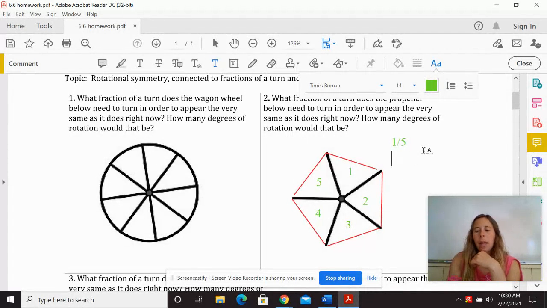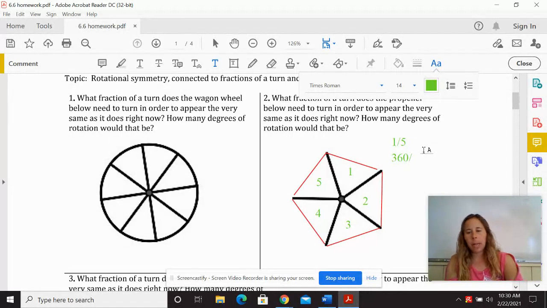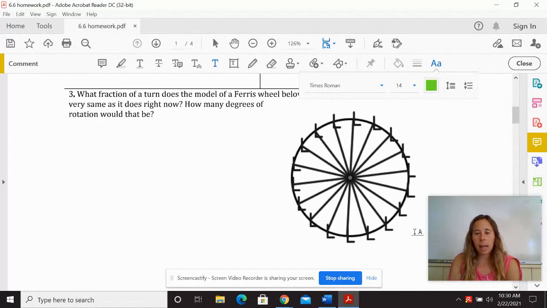Okay. Then your angle of rotation, using our formula today, we can do 360 degrees divided by the number of sides, which is 5. Okay, 360 divided by 5 is 72 degrees. So that's your answer for number 2. Number 1, number 2, and number 3 are all very similar. Number 3, you just have a lot of sides, okay? So make sure you're careful when you're counting the sides.